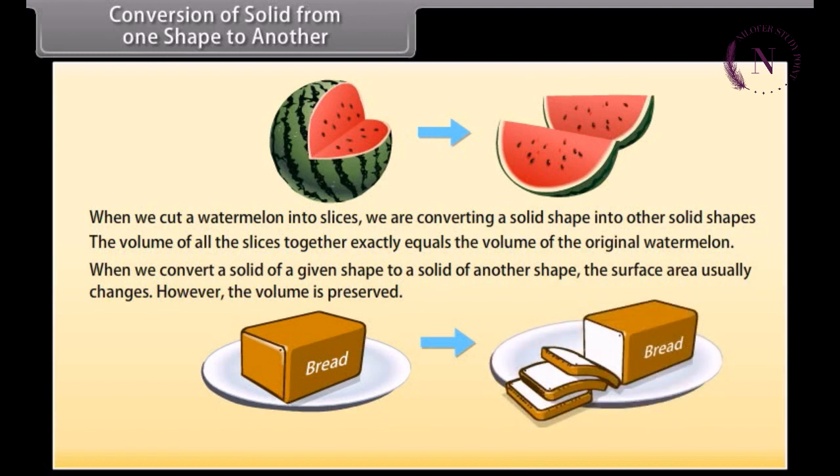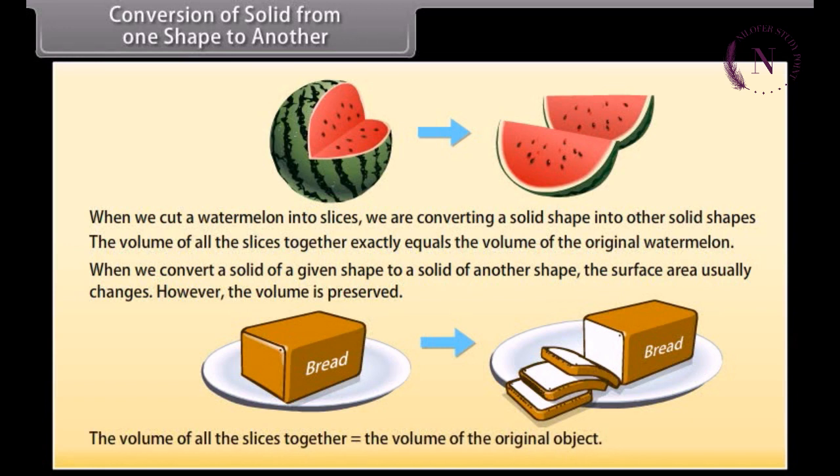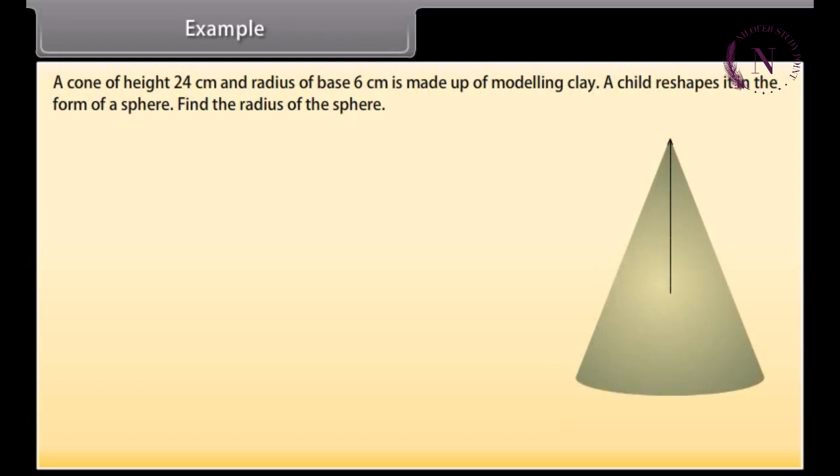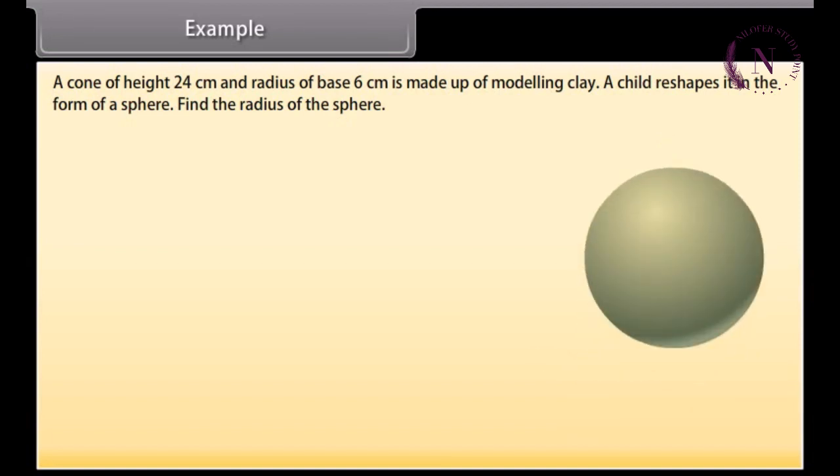Similarly, in case of cutting bread into slices, we convert a solid shape into other solid shape. The volume of all the slices together exactly equals the volume of the original object. Example. A cone of height 24 centimeter and radius of base 6 centimeter is made up of modeling clay. A child reshapes it in the form of a sphere. Find the radius of the sphere.